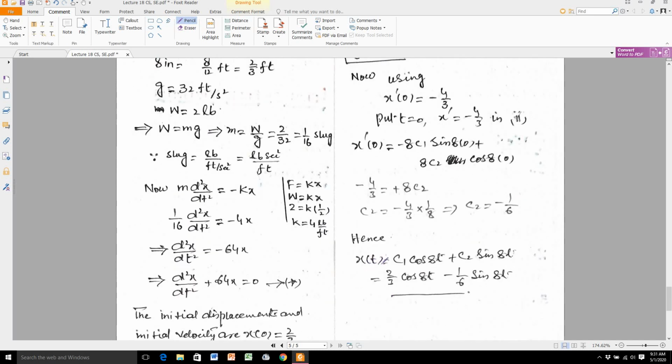So hence x of t is equal to c1 cos 8t plus c2 sin 8t, and the value of c1 is 2 by 3 here, so 2 by 3 cos 8t, minus, then I substitute the value of c2 here, that is equal to minus 1 by 6, sin 8t.